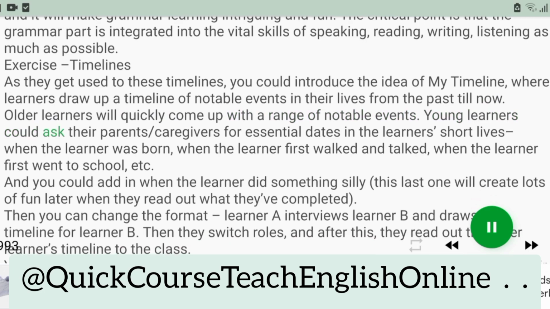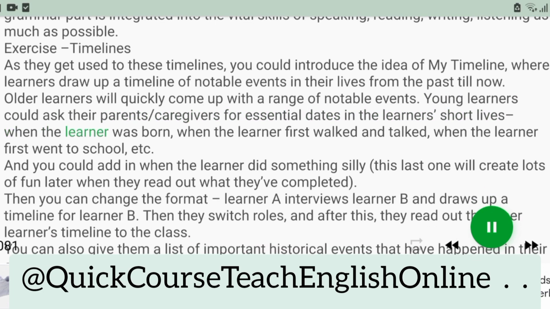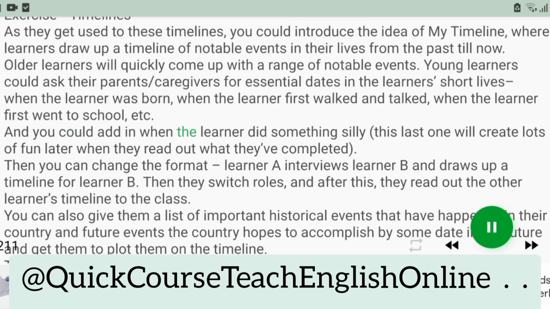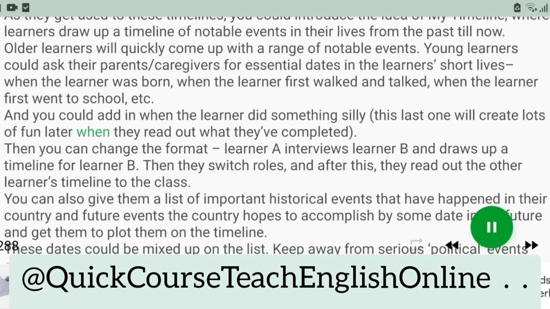Young learners could ask their parents or caregivers for essential dates in the learner's short lives: when the learner was born, when the learner first walked and talked, when the learner first went to school, etc. And you could add in when the learner did something silly. This last one will create lots of fun later when they read out what they've completed.